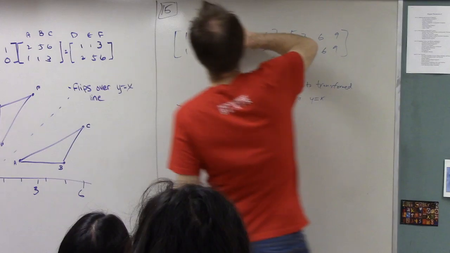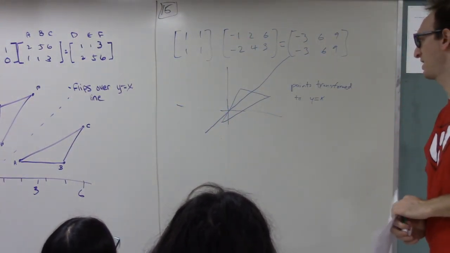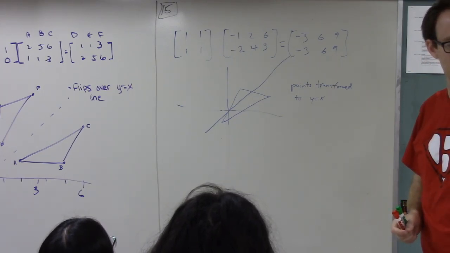Okay, then we get this very strange thing happening over here in number 15. This is the 1111 matrix, a very interesting matrix. What geometric transformation is it performing? Do your homework.